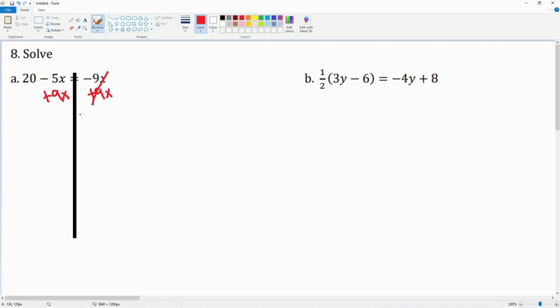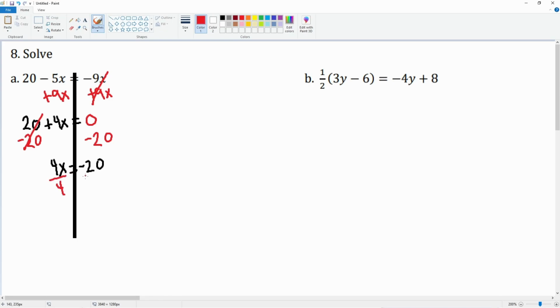This cancels, making the number 0. Bring down the equal sign, bring down the 20. Negative 5 plus 9x becomes a positive 4x. Do you see how there's still this number of 20 in front? So we're going to subtract 20 to both sides. 20 minus 20 does cancel, leaving you with just 4x is equal to negative 20.